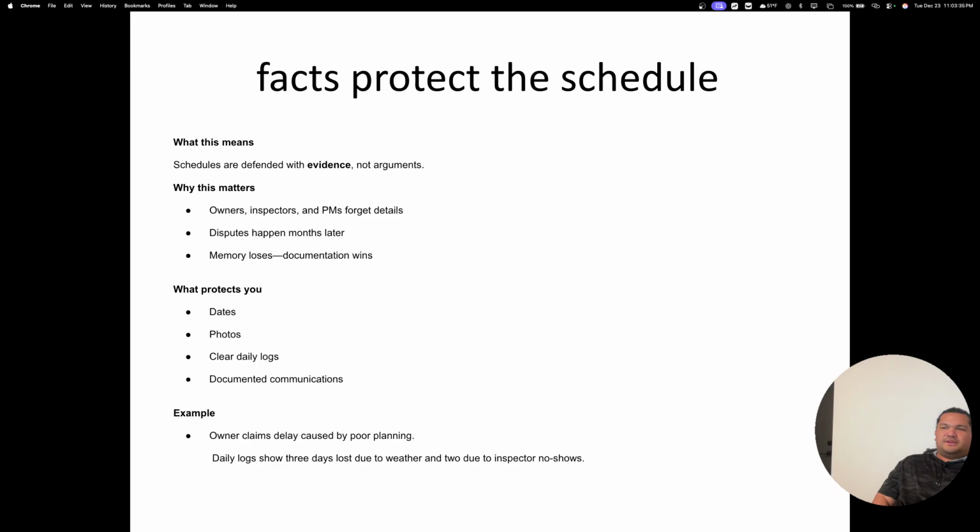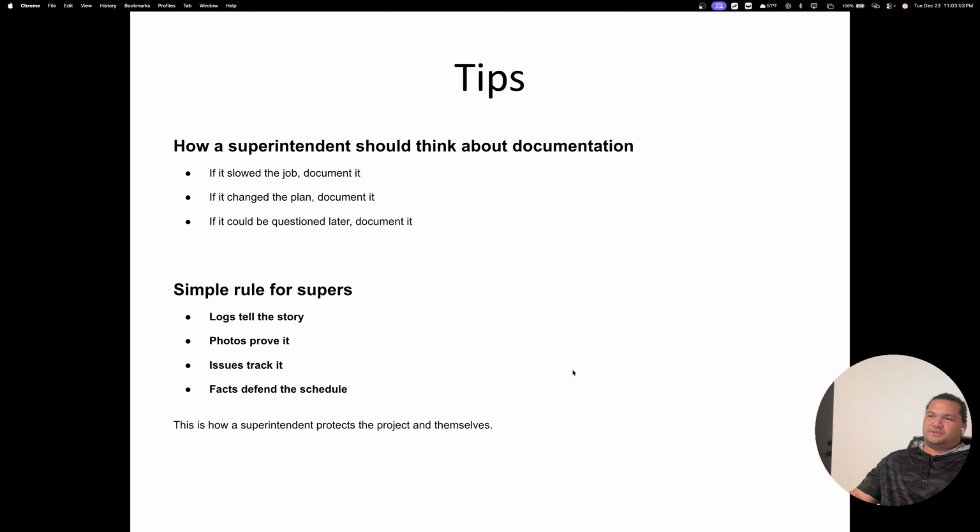Or videos. What protects you? Dates, photos, clear daily logs, and documented communication. Example: owner claims delay caused by poor planning. Daily logs show 3 days lost due to weather and 2 due to inspector no-shows.